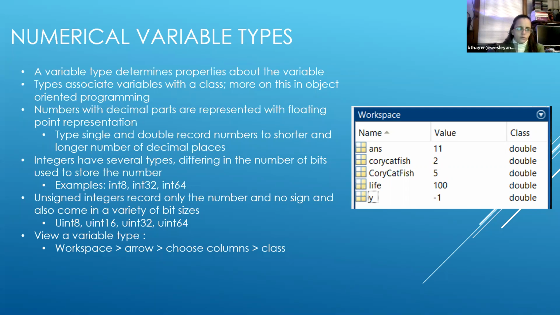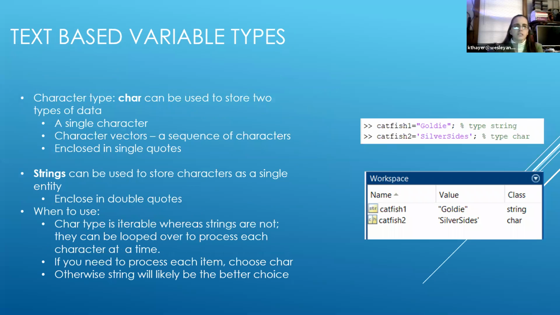And you can also ask MATLAB to explicitly tell you what variable type you have. So if you do workspace and arrow, and then you choose the column and you look at the class, it will in fact tell you. So this table right here is telling you that these are double precision values, which is the standard thing that MATLAB uses, which will be just fine for general purposes and should be fine for most everything in this class.